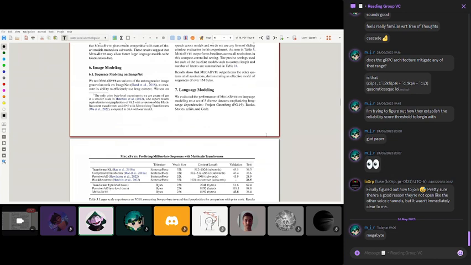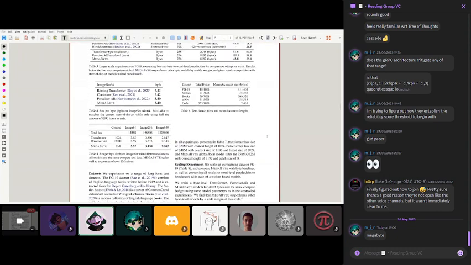So now on to the evaluation of the language modeling. We'd previously talked about the experimental setup. So we've already gone over the data sets.